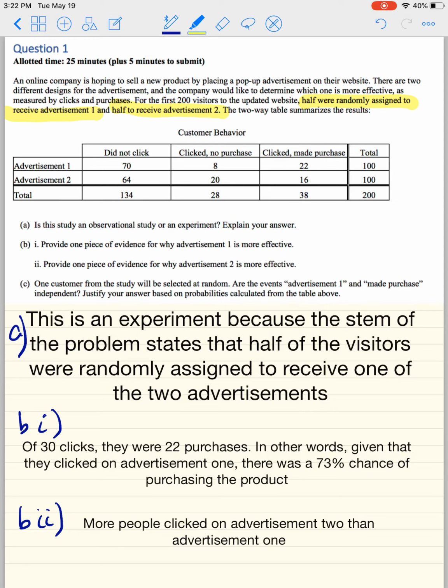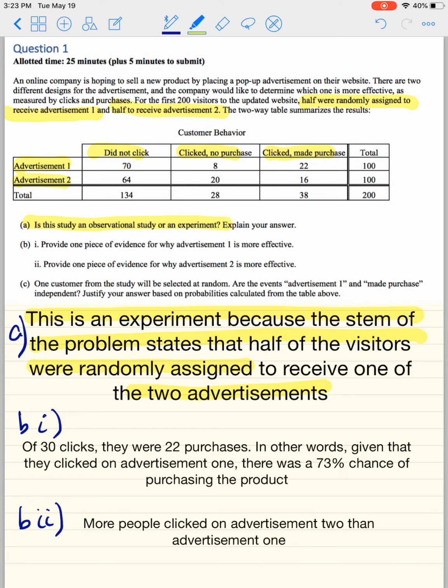So the two-way table summarizes this. We have did not click, clicked and no purchase, clicked and made a purchase, okay? We have advertisement one, advertisement two. It says, is this study an observational study or an experiment? Explain. This is an experiment because the stem of the problem states that half of the visitors were randomly assigned to receive one of the two advertisements. You can also include that an experiment has random assignment and a treatment, and that's what makes something an experiment.